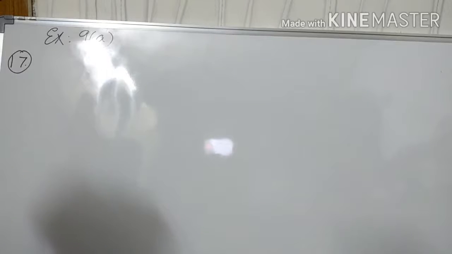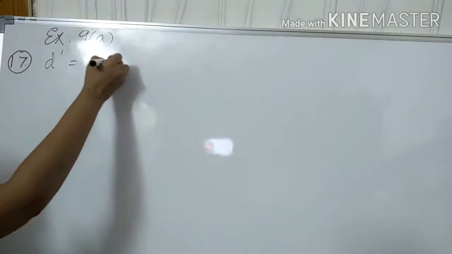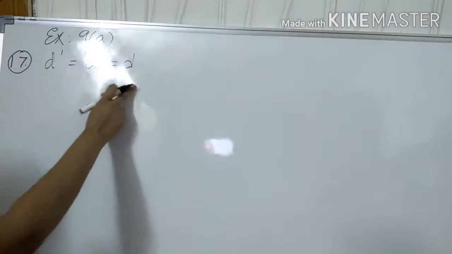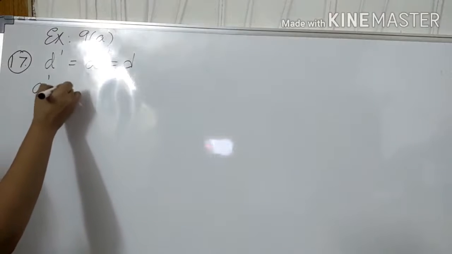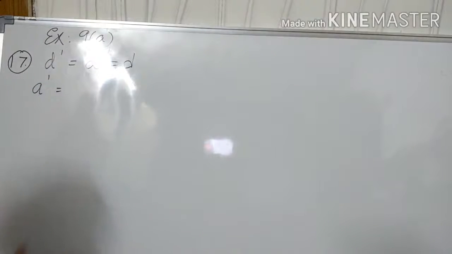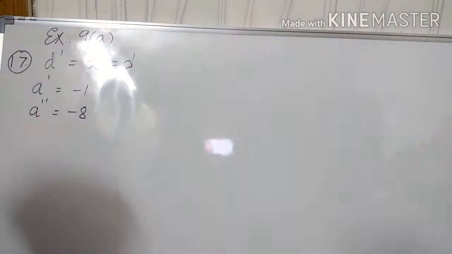Two APs have the same common difference. The first term of one of these is -1 and that of the other is -8. What is the difference between their fourth terms? Here we are given the first terms of two APs, and it is given that the differences are the same. So I am writing d' = d'' = d, meaning the common differences are the same in both APs. The first term of the first AP is -1 and of the other AP is -8.